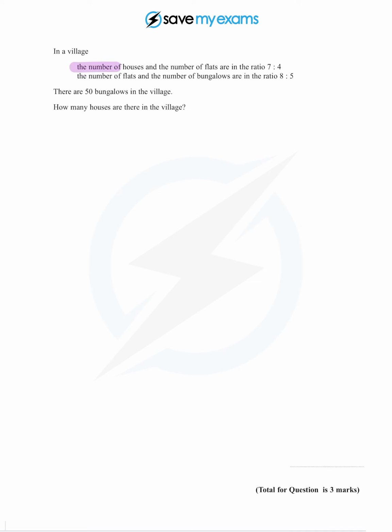So firstly, ratio of houses to flats is 7:4. So houses to flats is 7:4. Okay. And then we're told that flats to bungalows is 8:5. So let's write that down on the same sort of ratio diagram, as it were. Flats to bungalows is 8:5.